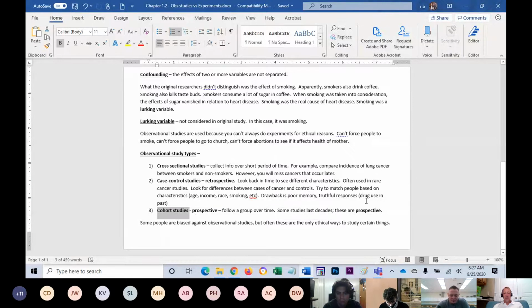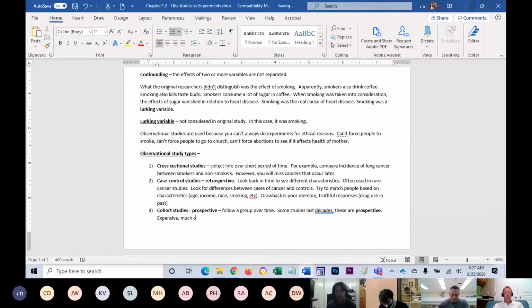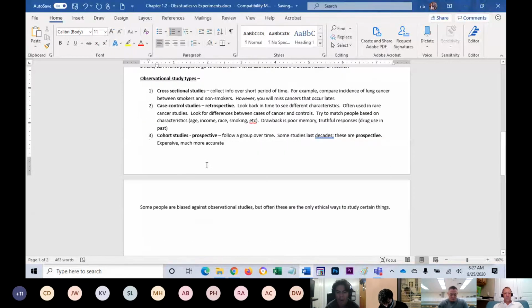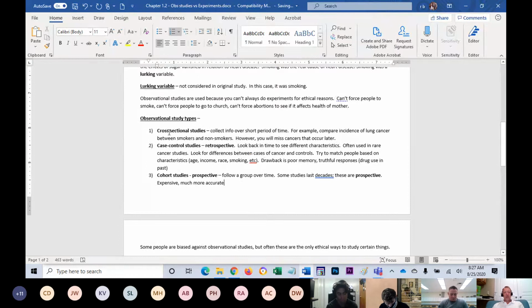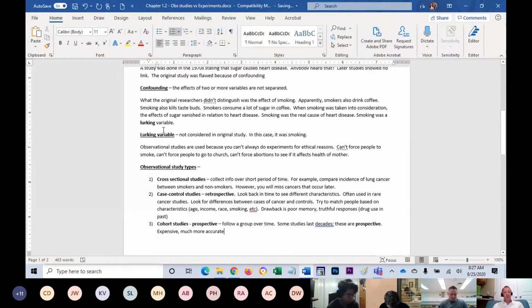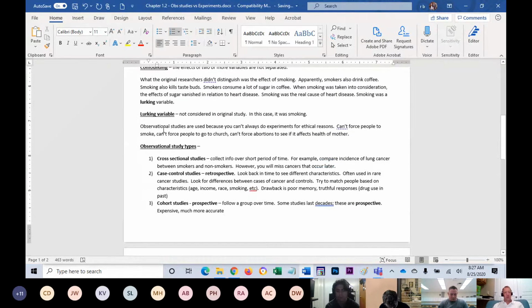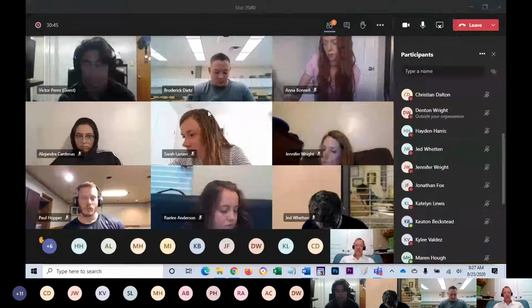The problem with cohort studies is they are very expensive because you're doing this over time. But they're also much more accurate. All right, so some people are biased against observational studies, but sometimes they're the only ethical way to study certain things. Anyway, do you guys have any questions on chapter 1.2, which is experiments and observational studies?